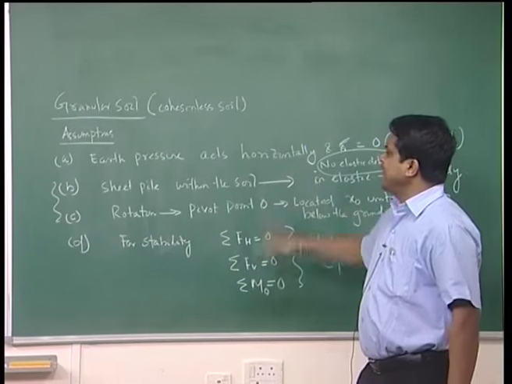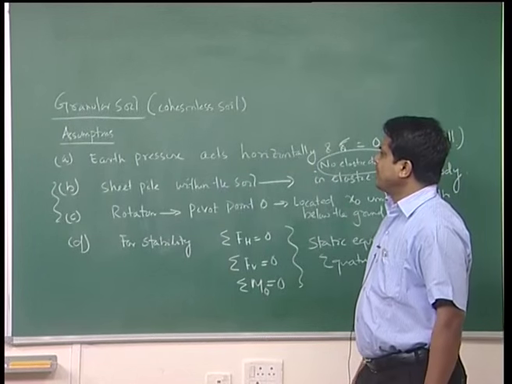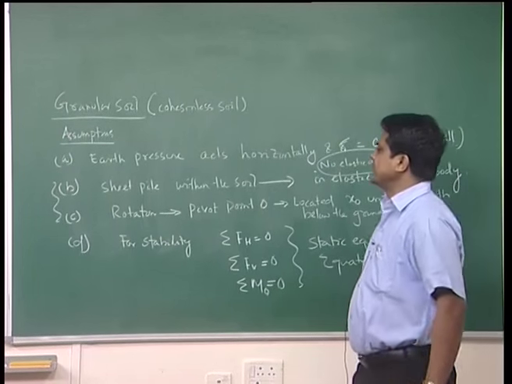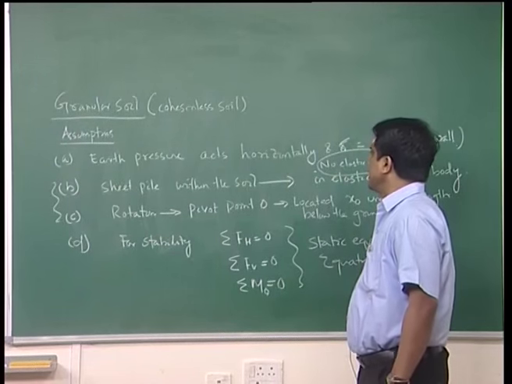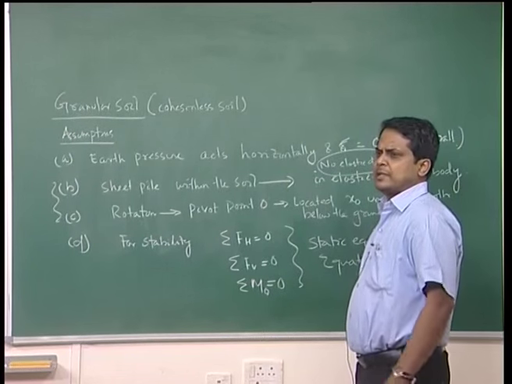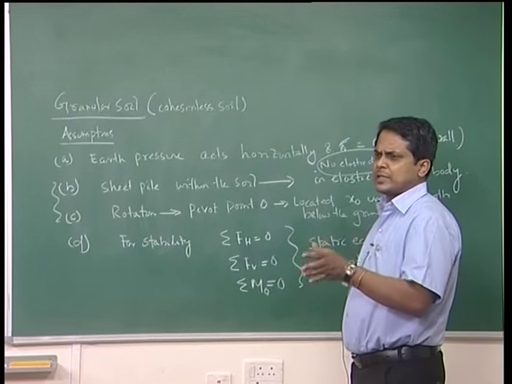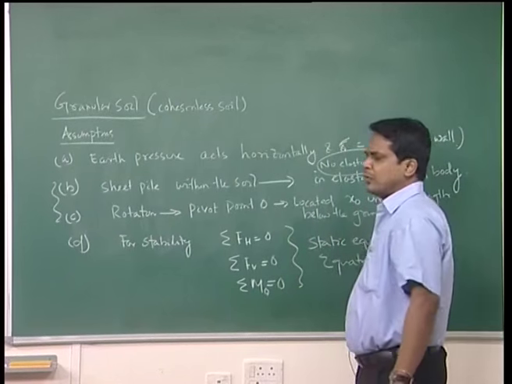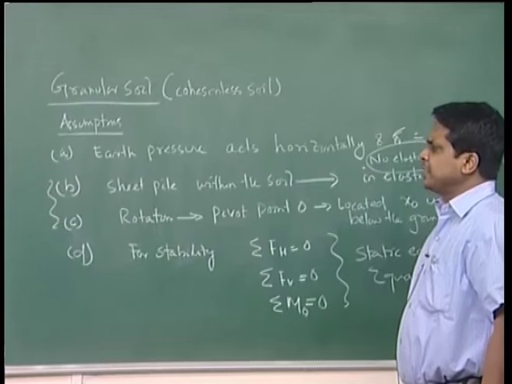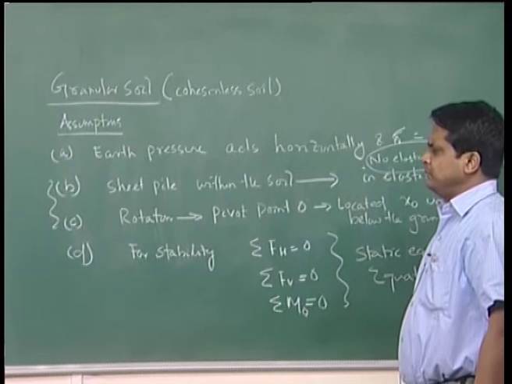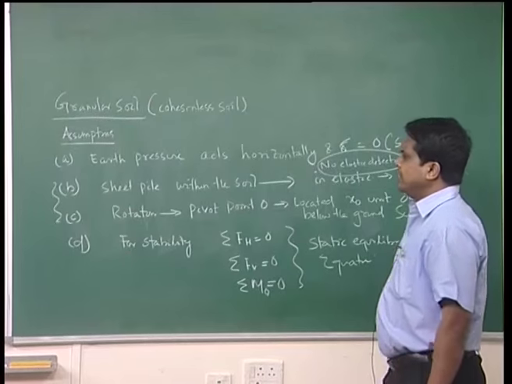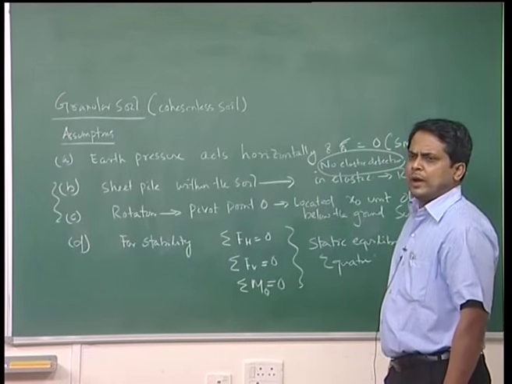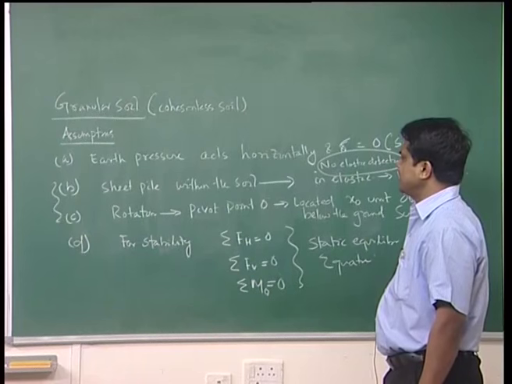So these are the main four assumptions used particularly for granular soil or cohesionless soil. First one is that earth pressure acts horizontally, it is simple horizontal, it is not curved. Then the friction angle between the wall and the soil, this is called delta, is equal to 0. That means the wall is a smooth one. This is your second assumption.